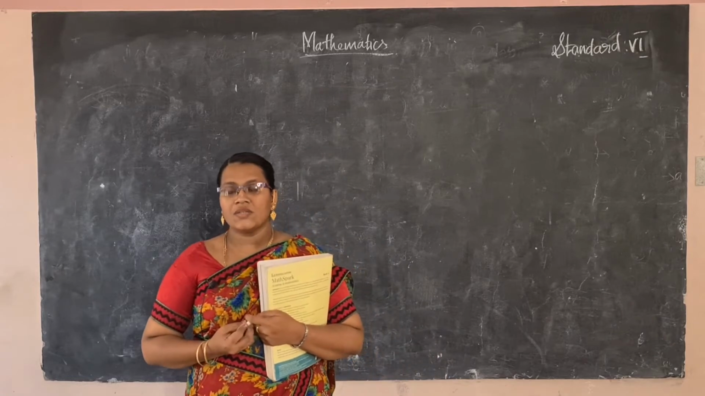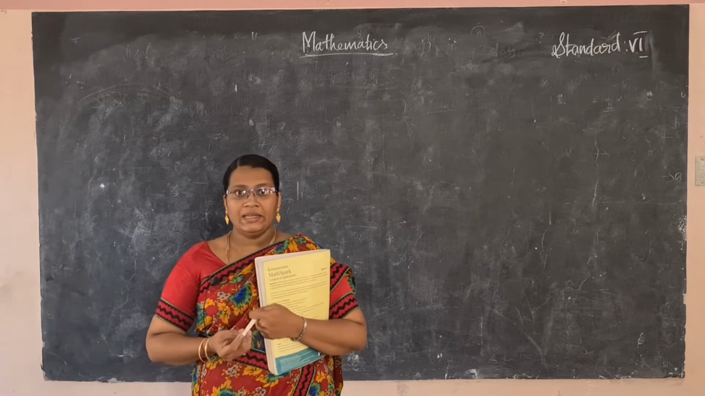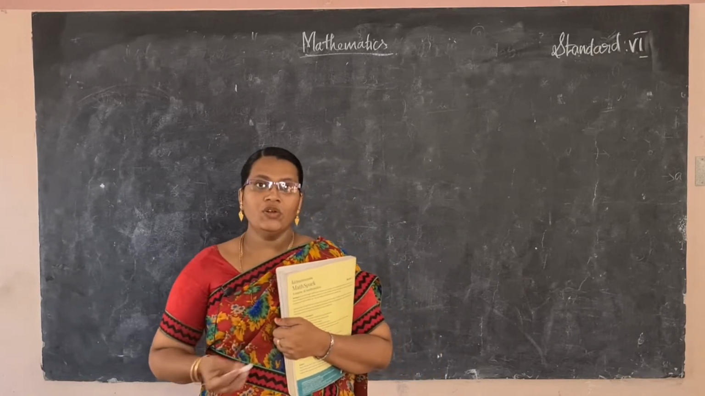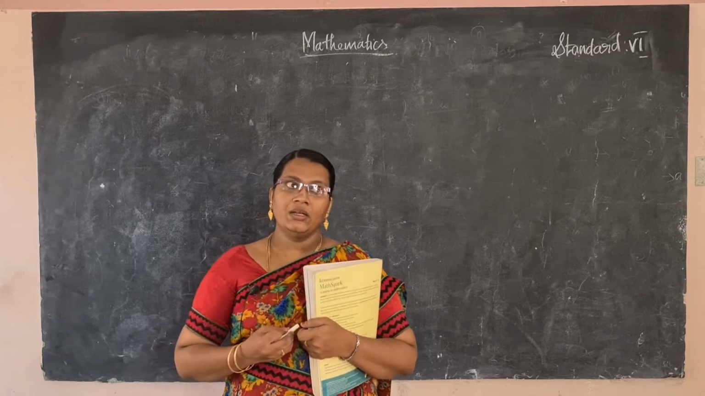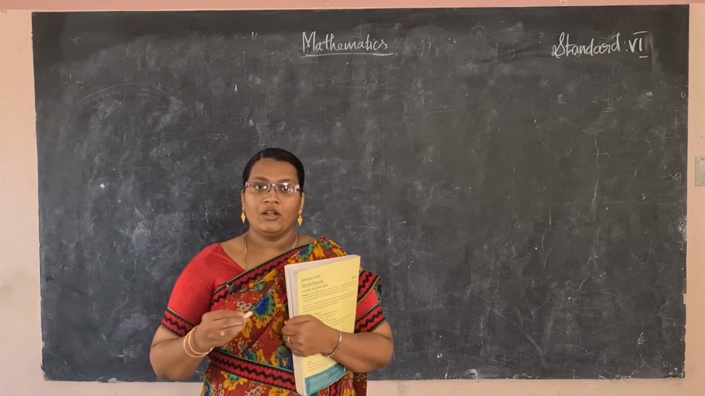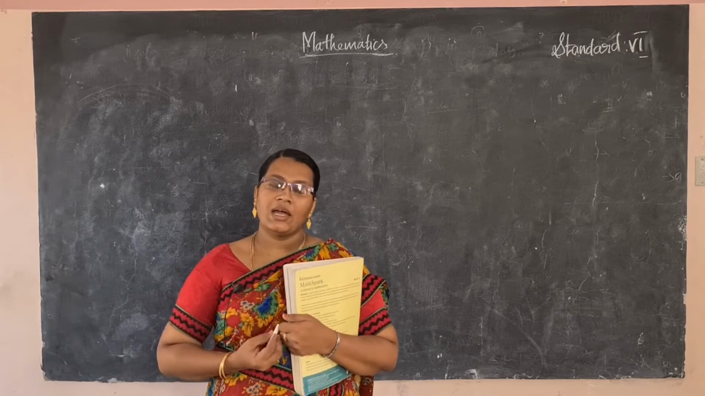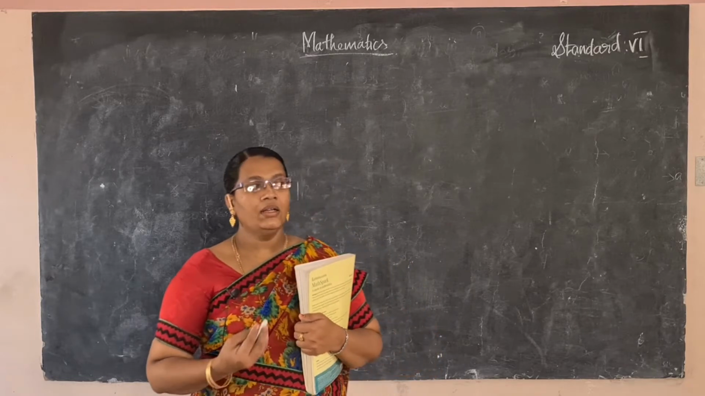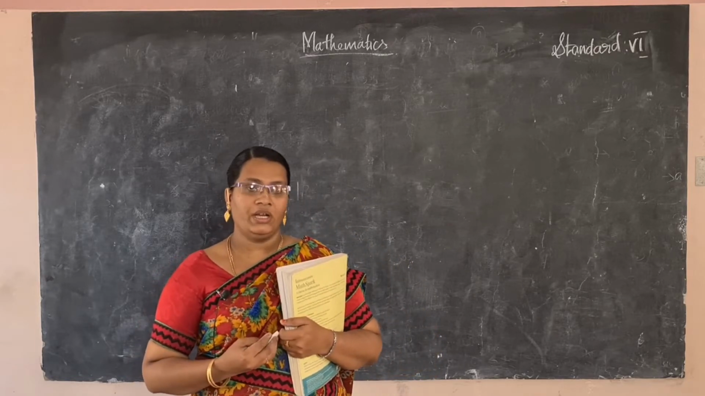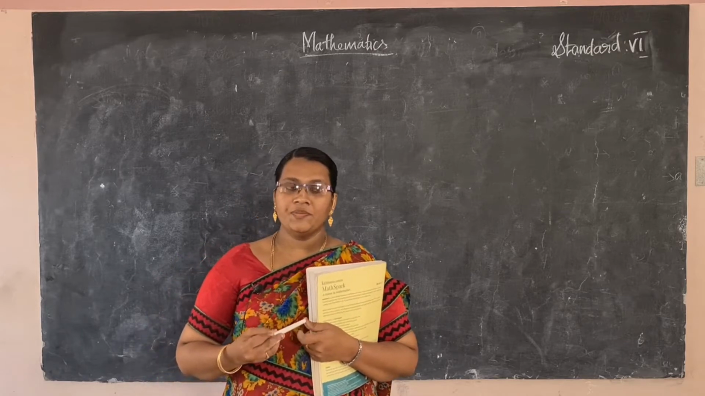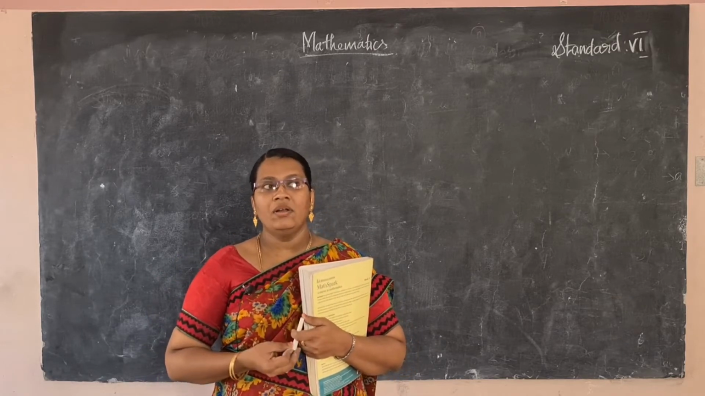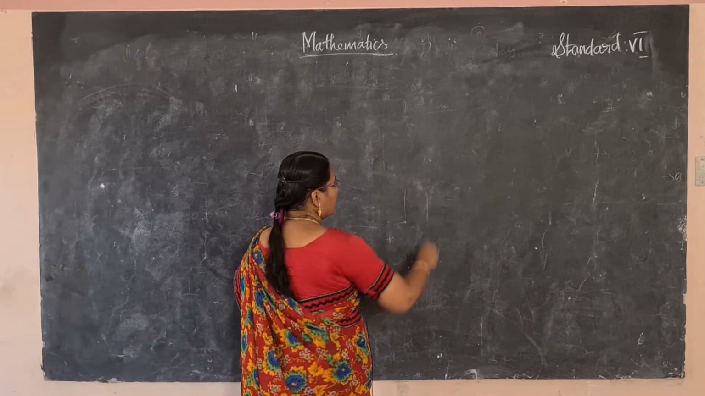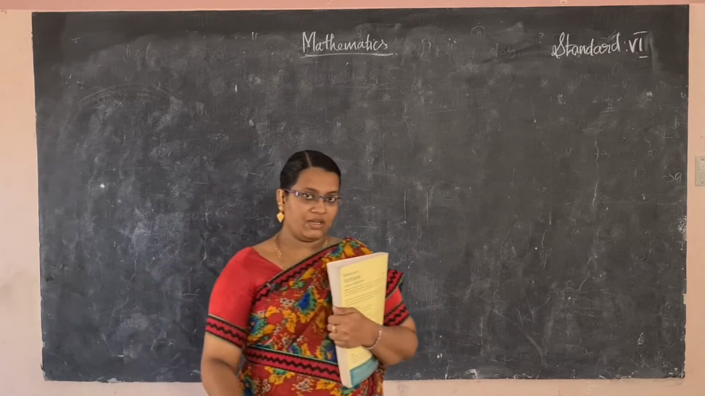In a previous class we have learned about integers. What is the definition of an integer? The whole numbers together with the negative numbers are called the integers. We have learned how to write integers in order, what the opposites of the natural numbers are, and then the absolute value of an integer. The absolute value of an integer means the sign is disregarded. We denote it by the modulus. So these are all we have learned in the previous class.